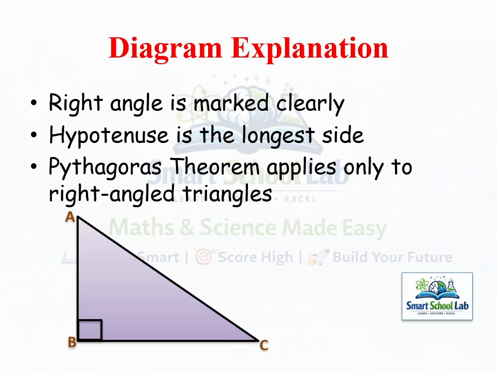Now let us move on to the next slide, that is diagram explanation. Here you can see the diagram clearly. The right angle is marked clearly; we call this point the right angle. You can observe here the hypotenuse. As I told earlier, the side opposite to the right angle we call the hypotenuse. It is the longest side of a right angle triangle. Another point: the Pythagoras theorem is applied only to the right angle triangle. Now let us move to the next slide.